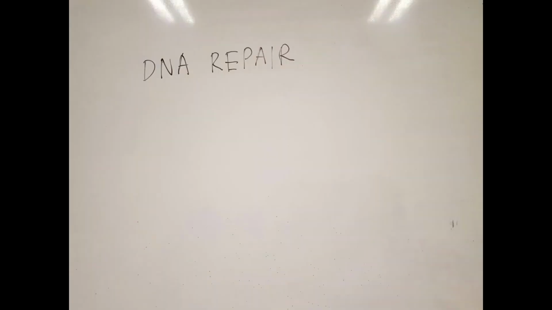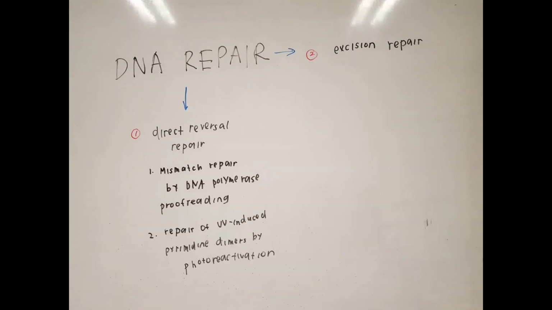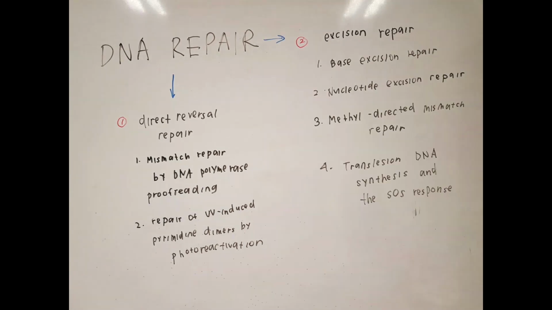DNA repair systems can be classified as either direct reversal repair or excision repair. Direct reversal repair includes mismatch repair by DNA polymerase proofreading and repair of the UV-induced pyrimidine dimers by photoreactivation. Excision repair includes base excision repair, nucleotide excision repair, mismatch-directed repair, translesion DNA synthesis, and the SOS response.